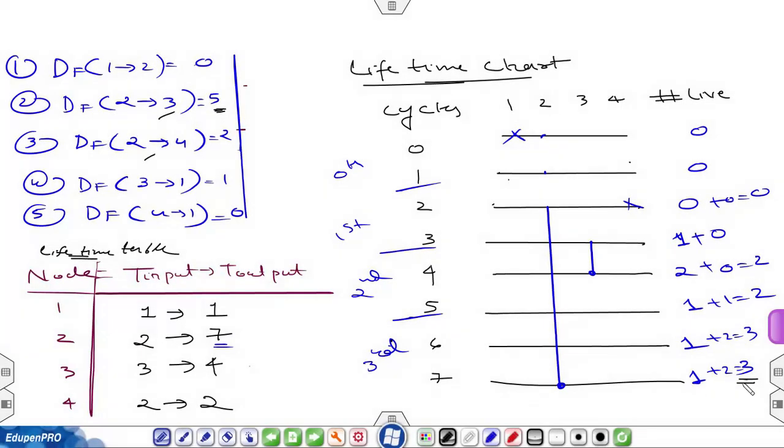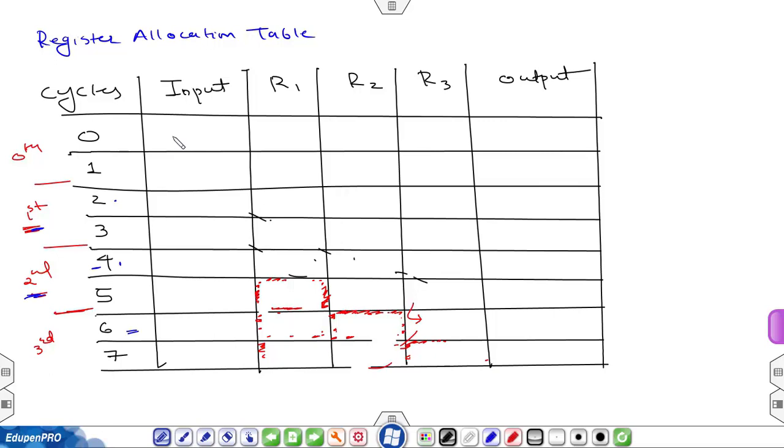So the maximum number of registers required is 3. Now, based on this table, I can form a register allocation table. So I have to include the number of cycles starting from 0 to 7, input variable, R1, R2, R3, these are registers, and output variable.